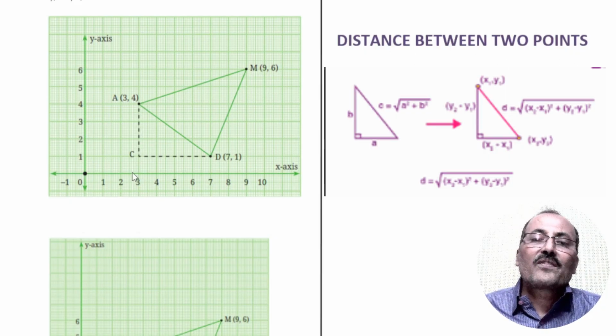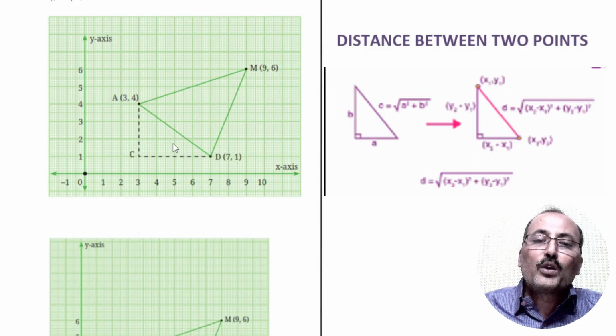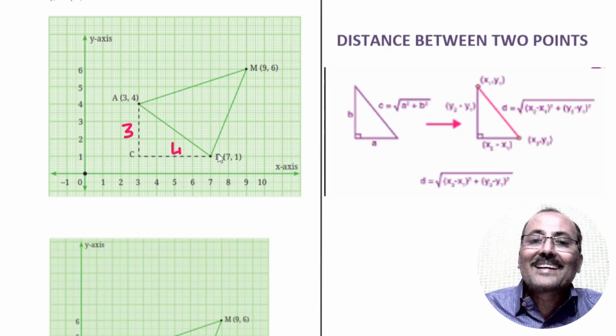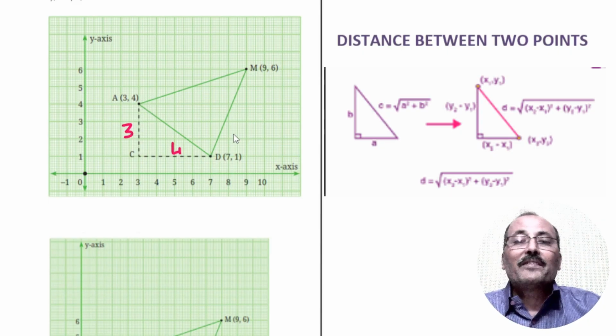We know, sir, from C to D. C to D is how much? 1, 2, 3, 4. Yes, it is 4 units. It is possible because it is horizontal. If it is vertical, you can say 1, 2, 3 units. But this one is a slanting line. How do we find the distance in that case?